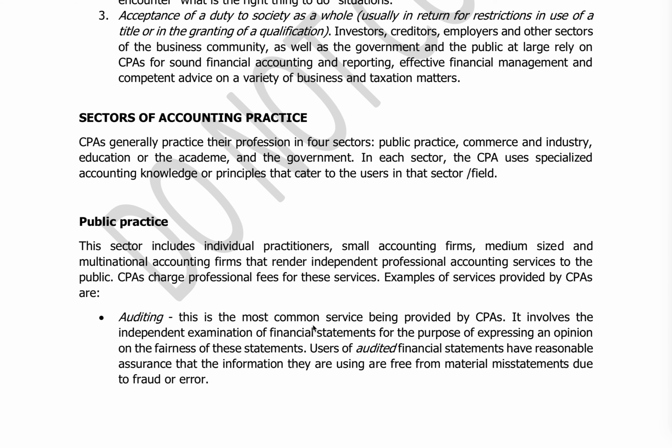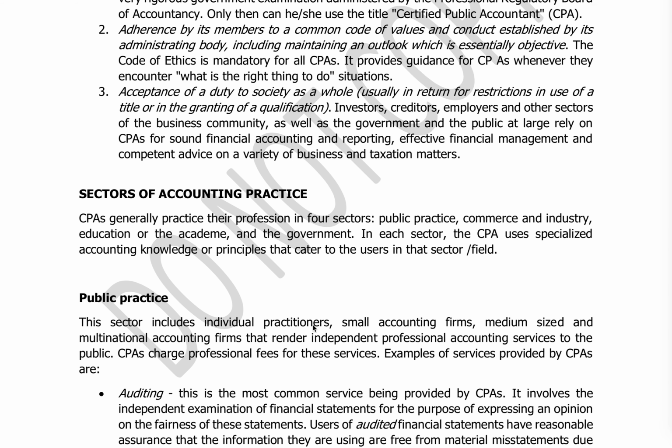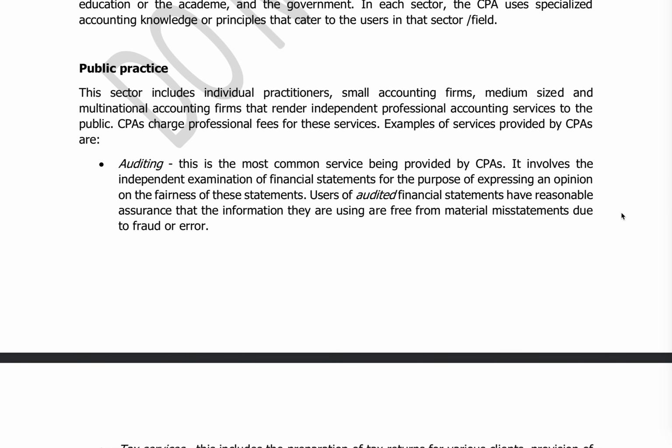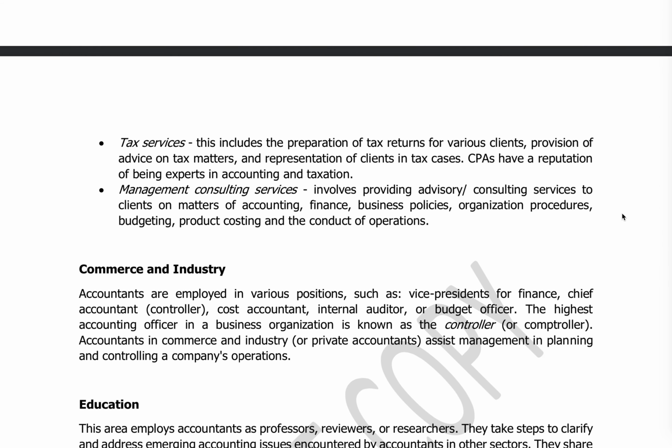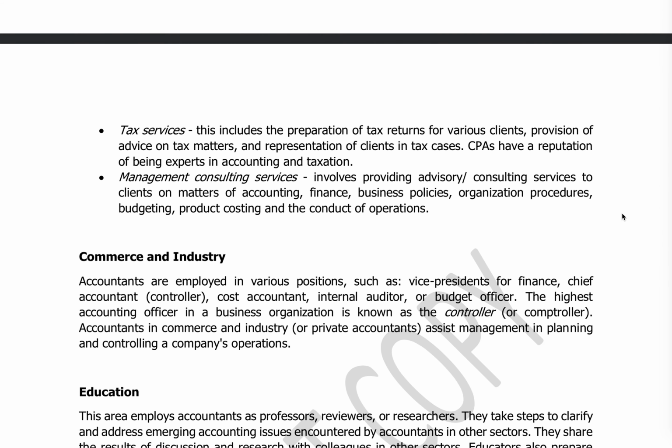So, example ng public practice, auditing. This is the most common service being provided by CPAs. They audit certain entities, certain businesses. Ano pa? Tax services to the general public. So, yung kliyente mo, magpapa-advise sa'yo about sa tax implications, magpapa-file sa'yo ng tax returns or magpapa-compute sa'yo ng tax due. Yan, tax services yan. And another, this is what we call management consulting services.